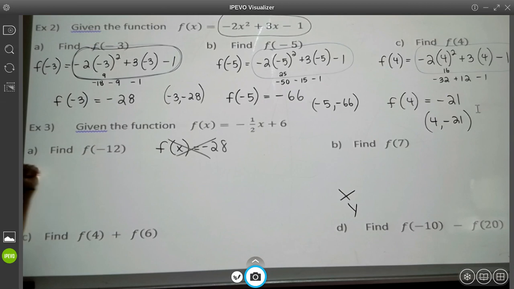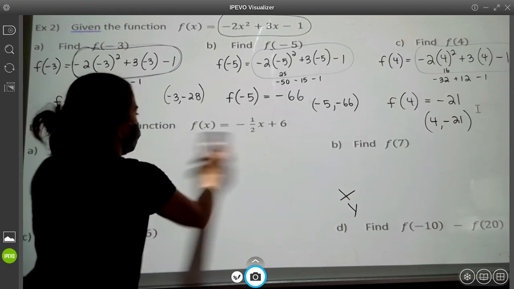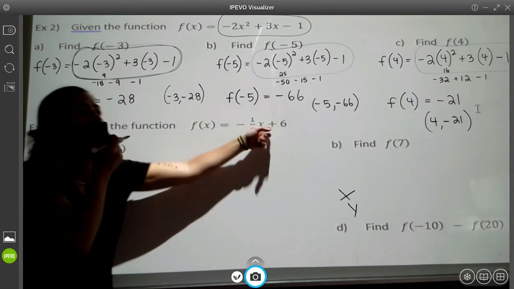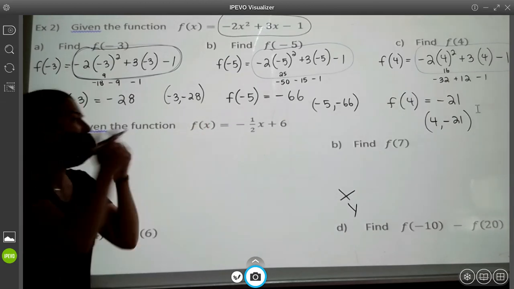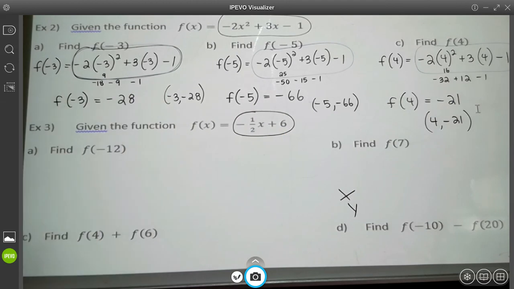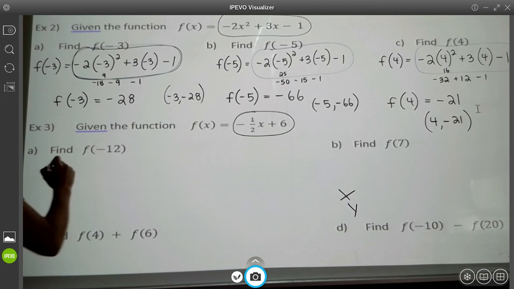All right, we're going to example 3. They've given us a new function. Now we have the function f of x equals this. When I go to f and plug x's in, this is what will happen to that x value. Let's find f of -12, right? F of -12. We're going to f. We're plugging a -12 in. Let's do it.